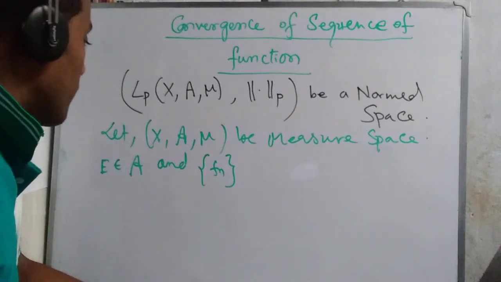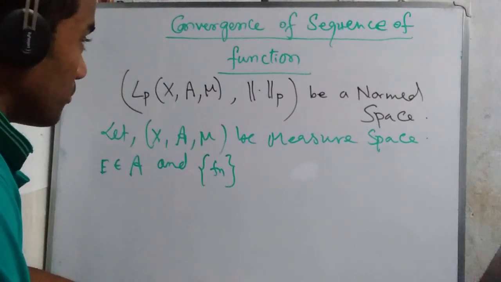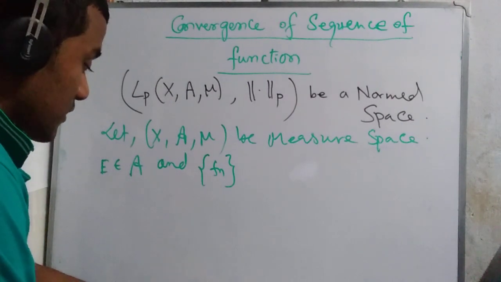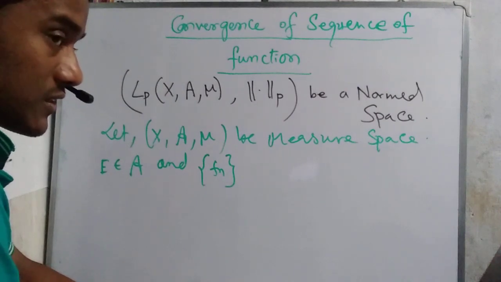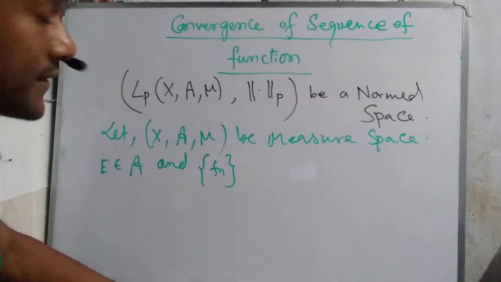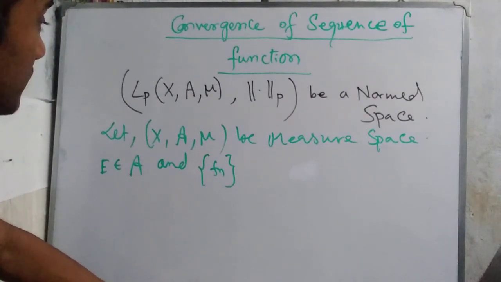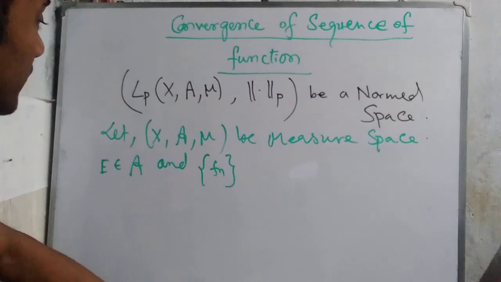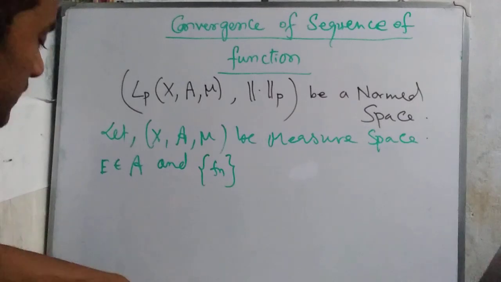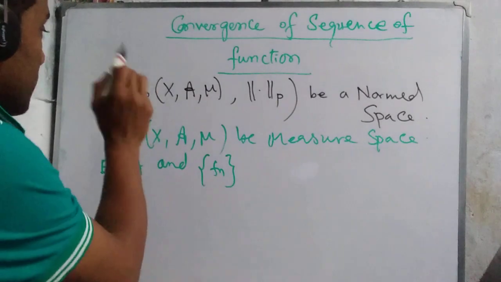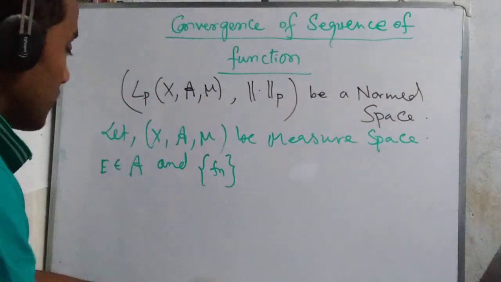Today we talk about one important topic related to measure theory. Precisely, we discuss convergence of a sequence of functions in L^p space. We first write out here: L^p(X, A, mu) with norm p is a normed space. We also proved it. Here X, A, mu means some set, some algebra of measurable sets, and some measure.